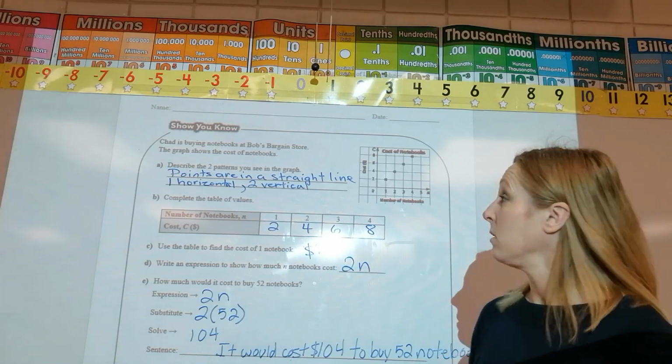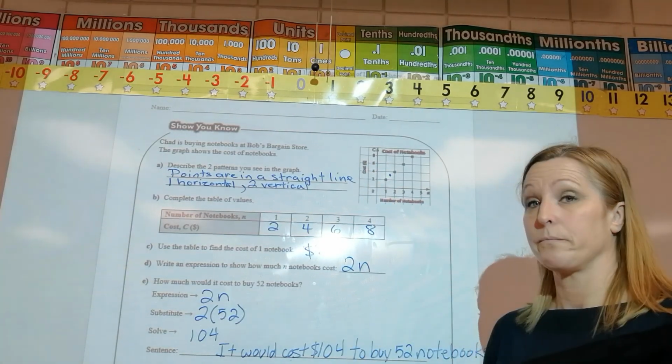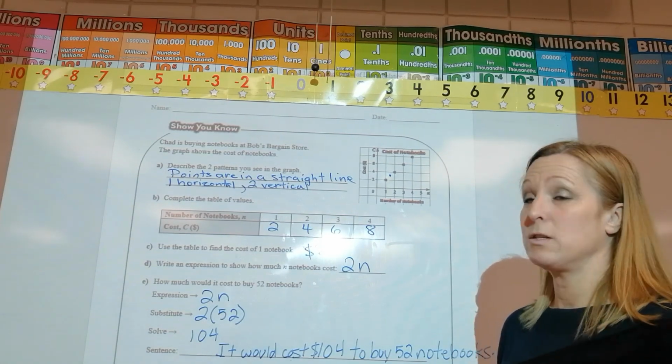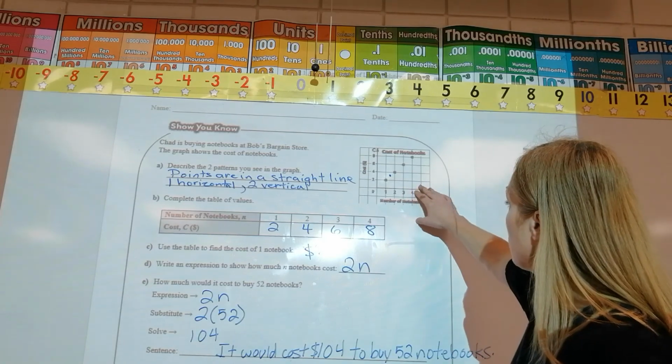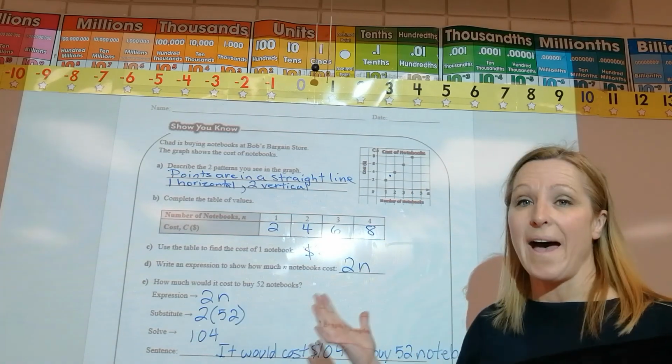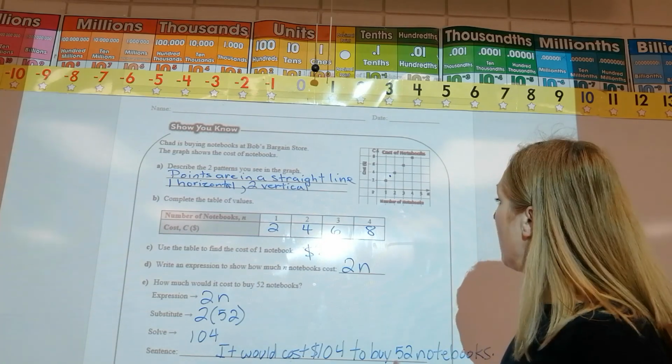Is it possible to have points between the ones on the graph? Could I put a point right here? The answer is no, because you are not going to find a store that you can go to where they're going to sell you half a notebook. So we've got to pay attention to that.